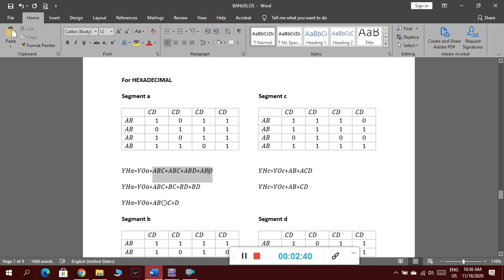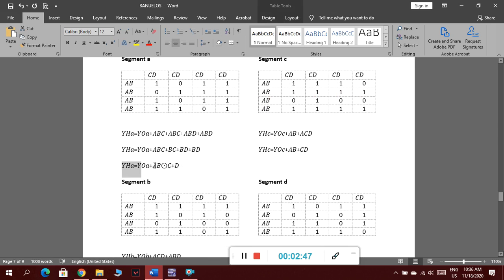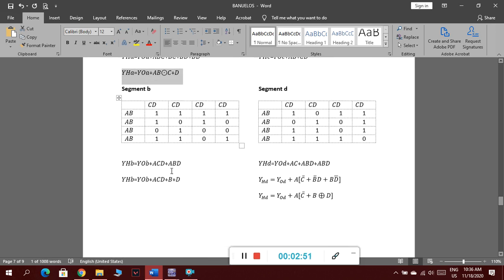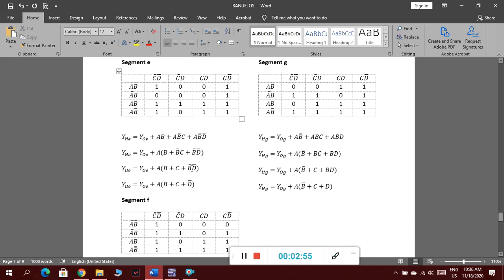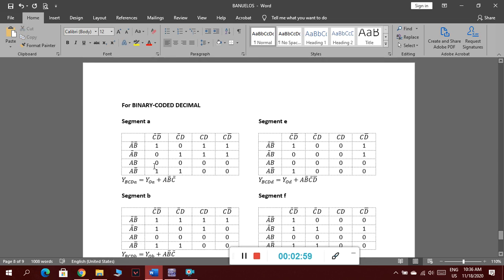Then this expression is derived from the key mapping of this section. And then using Boolean algebra, we came up with this equation. And we have segment B, C, D, segment E, F, and G. Also, for the binary coded decimal, we only have an input from 0 to 9. Having input of 10 and above will result to 0.